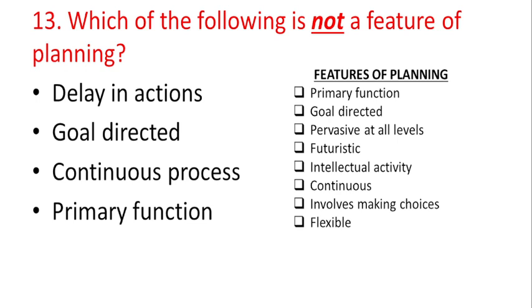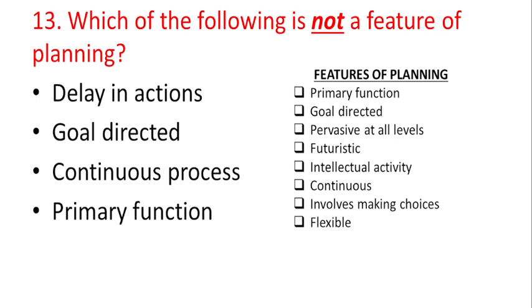The second one is goal directed. So we make each and every plan in order to achieve the goals or objectives of the organization. In order to achieve the goals, we have to make a proper plan. Without the proper plan, we cannot achieve our goal. And the third one is pervasive at all levels. So planning is not only required for the top level managers, it is also required for each and every level and each and every management, as well as each and every individual. So that's why it is pervasive.